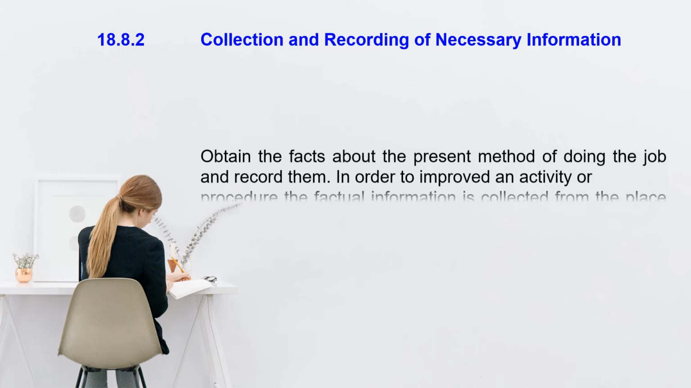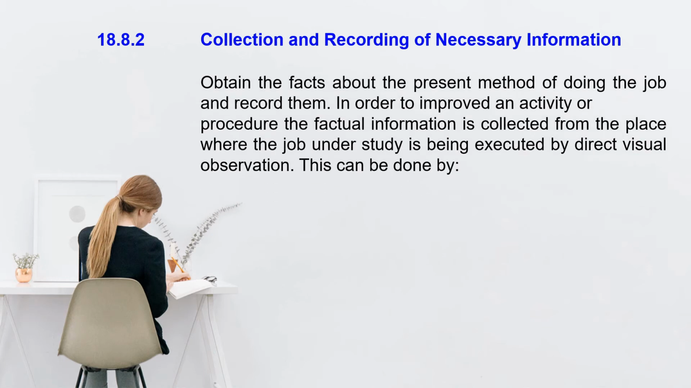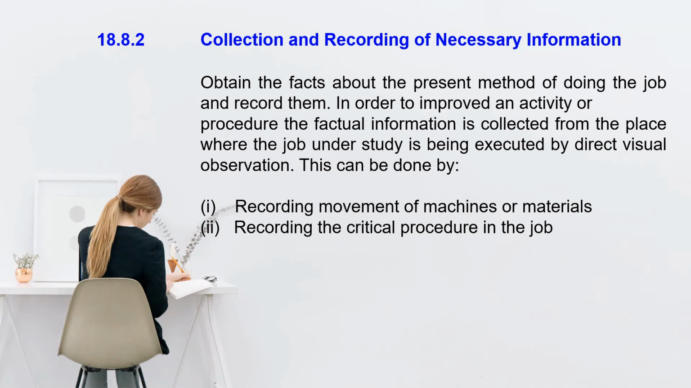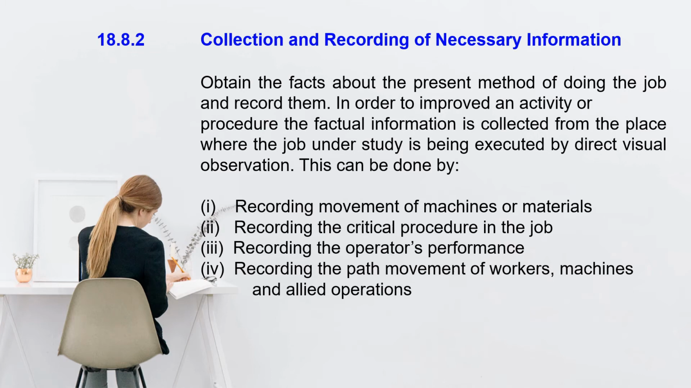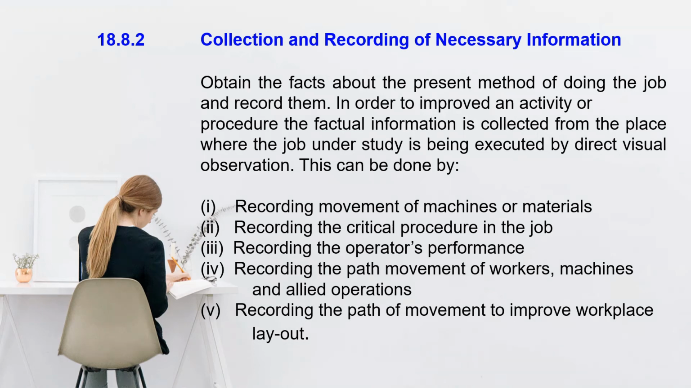Collection and recording of necessary information. Obtain the facts about the present method of doing the job and record them. In order to improve an activity or procedure, the factual information is collected from the place where the job under study is being executed by direct visual observation. This can be done by recording movement of machines or materials, recording the critical procedure in the job, recording the operator's performance, recording the path movements of workers, machines, and allied operations, recording the path of movement to improve the workplace layout, and recording the scrap generated.